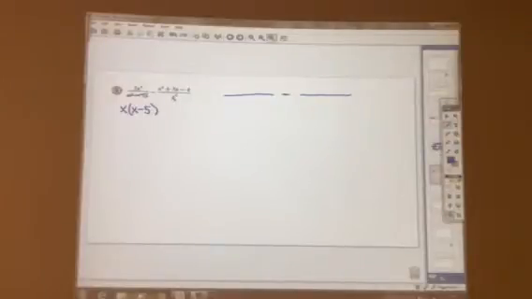So I need to use whichever one both of them will go into. If I just put an x here, x would go into it, but x squared would not. So I must use x squared in my common denominator. And I also have to use the factor x minus 5. So that right there is my common denominator.